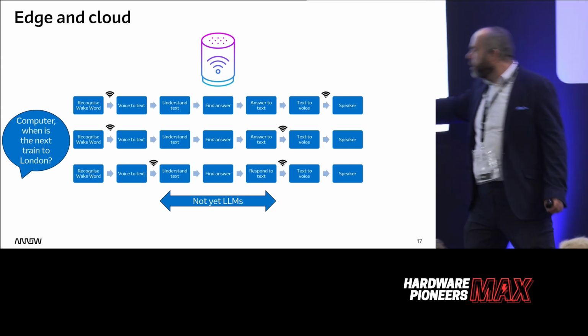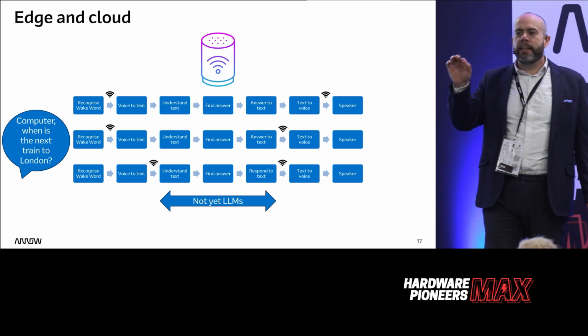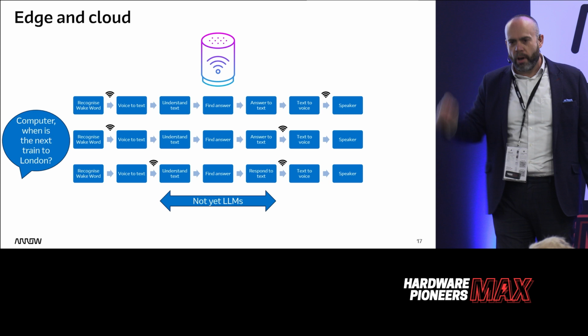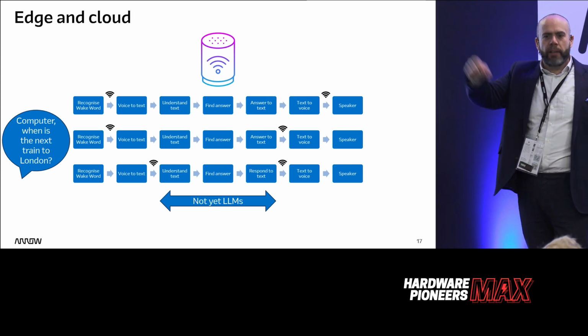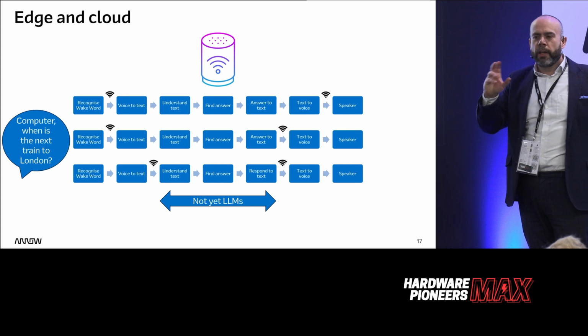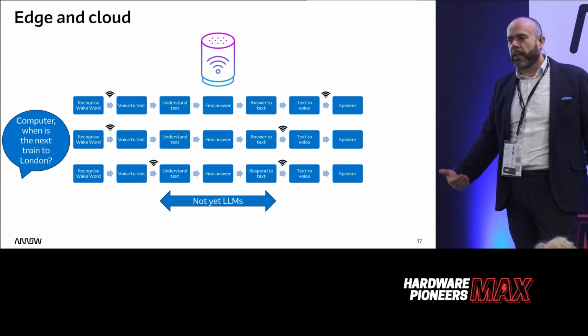Now, if this was a large language model, I could say, thanks very much, Alexa. What I actually want to know is when the next train is that's departing the station now. So not from my home, but when is the next train from Bracknell Station? I could change the question. It would already have the context of my previous question, and it would give me a much more intelligent answer.